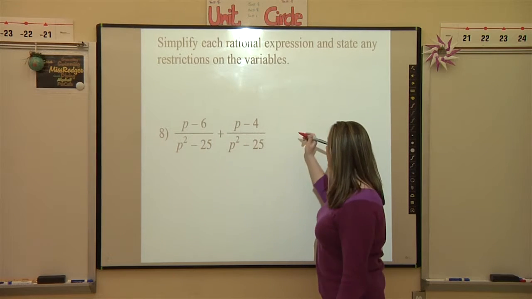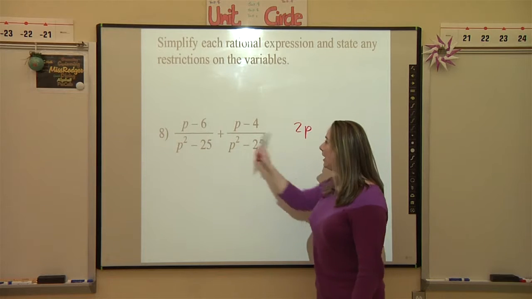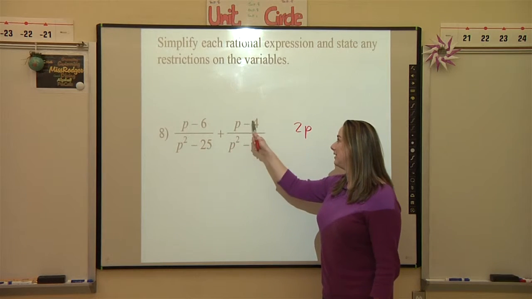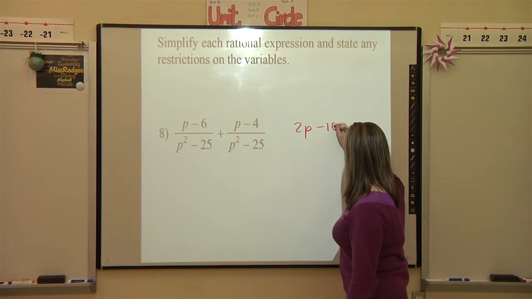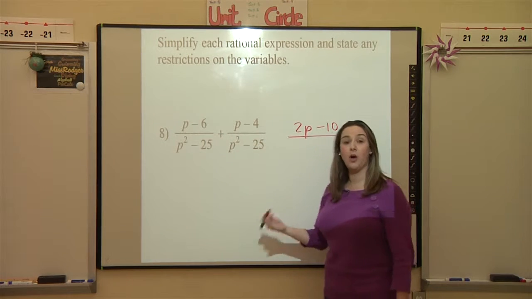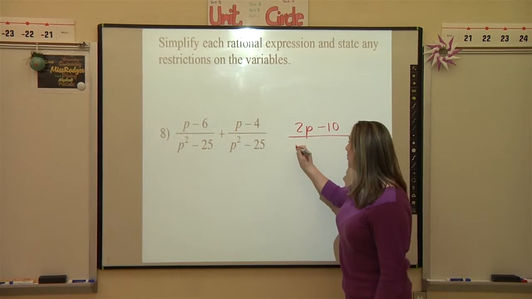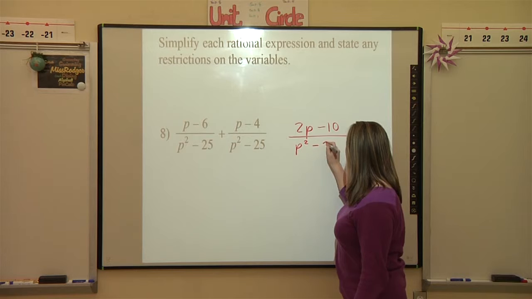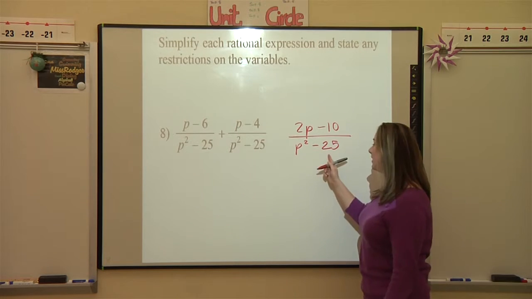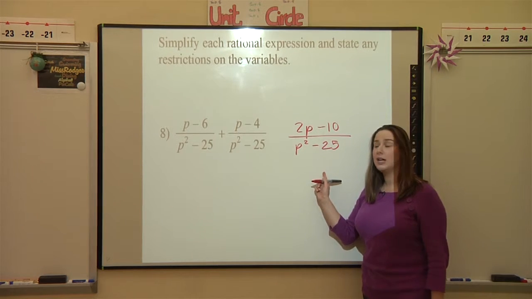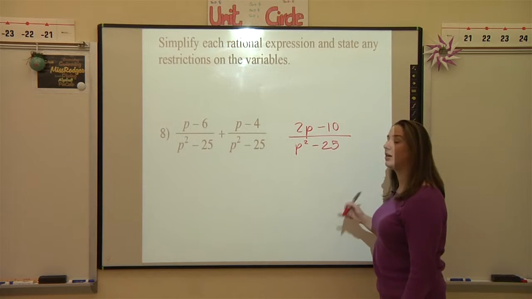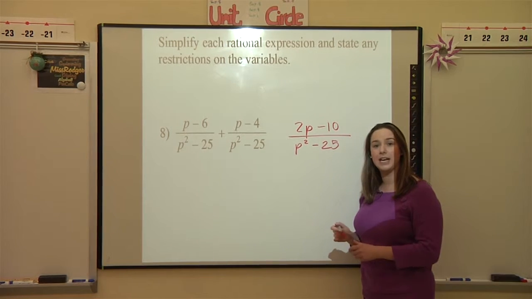p plus p is 2p. -6 plus -4 is -10. And this is going to be all over our common denominator, which is p squared minus 25. You may be thinking to yourself, hey, I can factor this. But let's try and factor both the numerator and the denominator and see if we can get anything to cancel out.